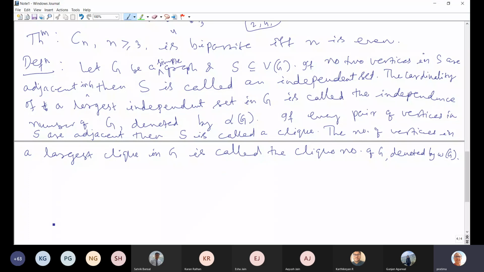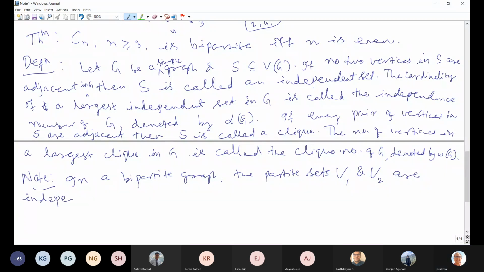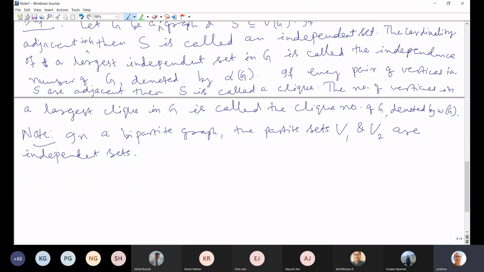In a bipartite graph, the partite sets V1 and V2 are independent sets. Here we have seen that even cycles are bipartite graphs, but odd cycles are not bipartite graphs.